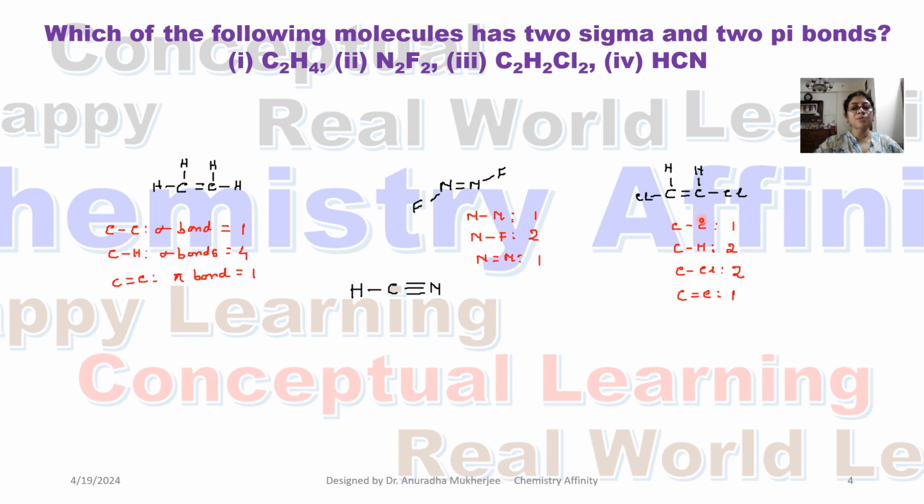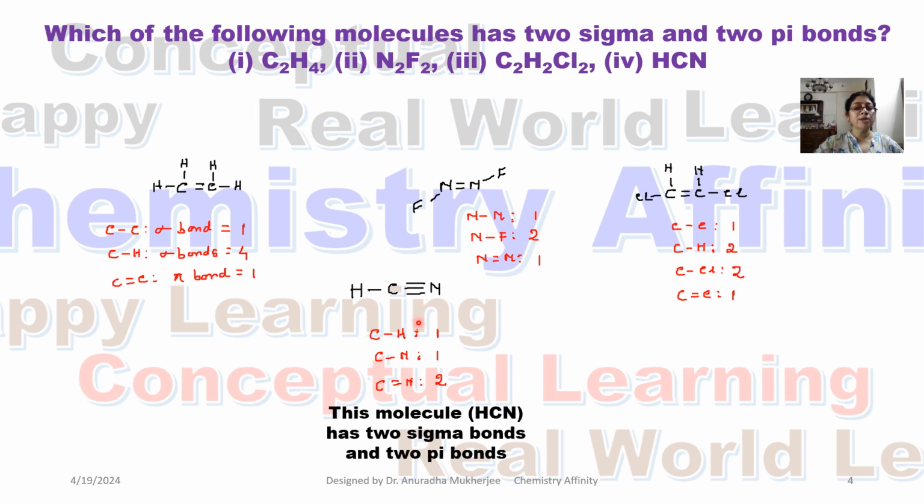In C2H2Cl2, there is one carbon-carbon sigma bond and one carbon-carbon pi bond. Then there are two carbon-hydrogen sigma bonds and two carbon-chlorine sigma bonds. Last molecule is HCN, H-C triple bond N. So carbon has one sigma bond with hydrogen and one sigma bond with nitrogen, and carbon has two pi bonds with the nitrogen.